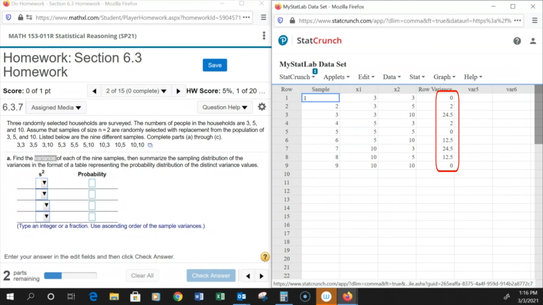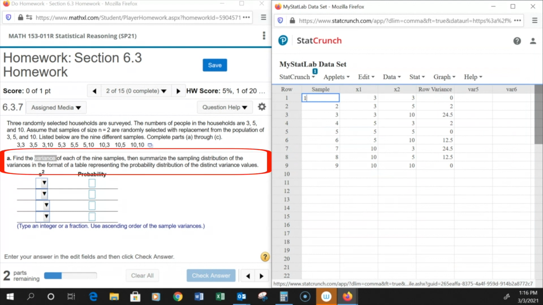And look, there it is, row variance. Oh yeah, there it is. Huh, there's the variance of all those rows. Neat. So what they want you to do is they want you to list, in other words, create a probability distribution of all of these values.